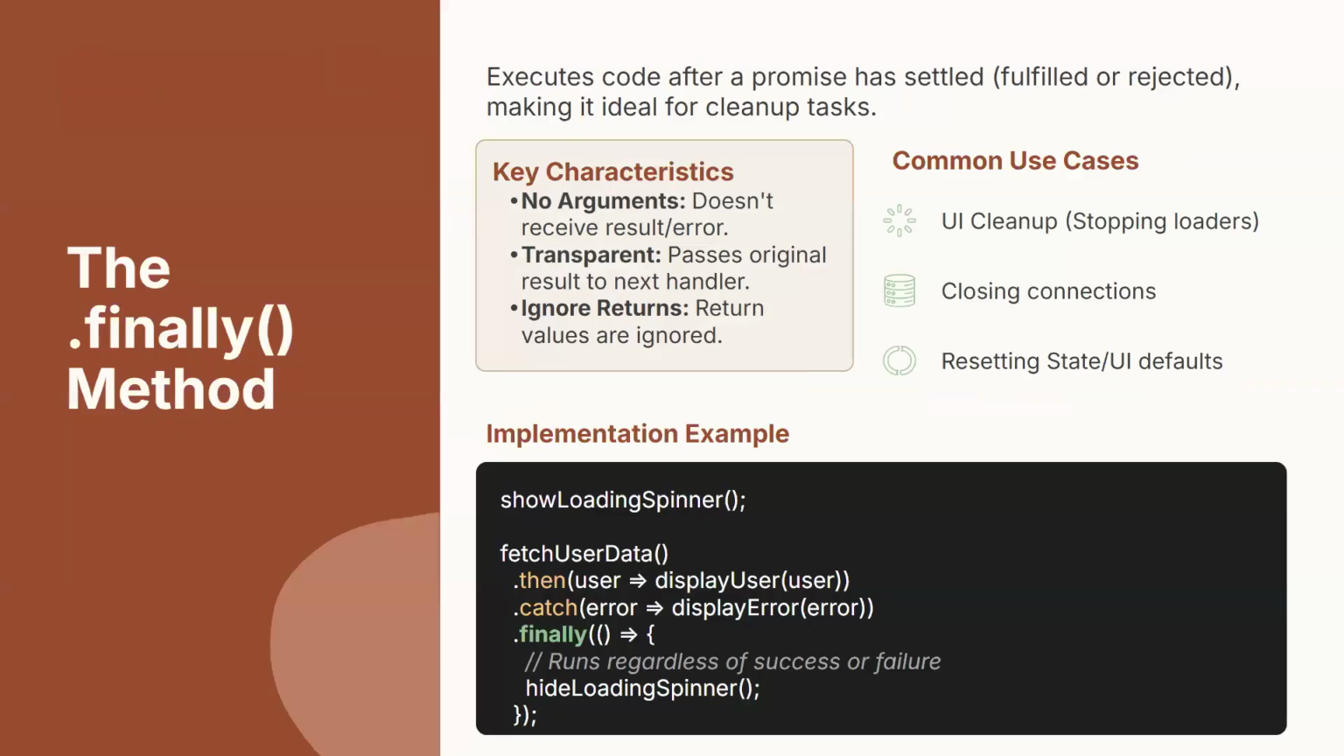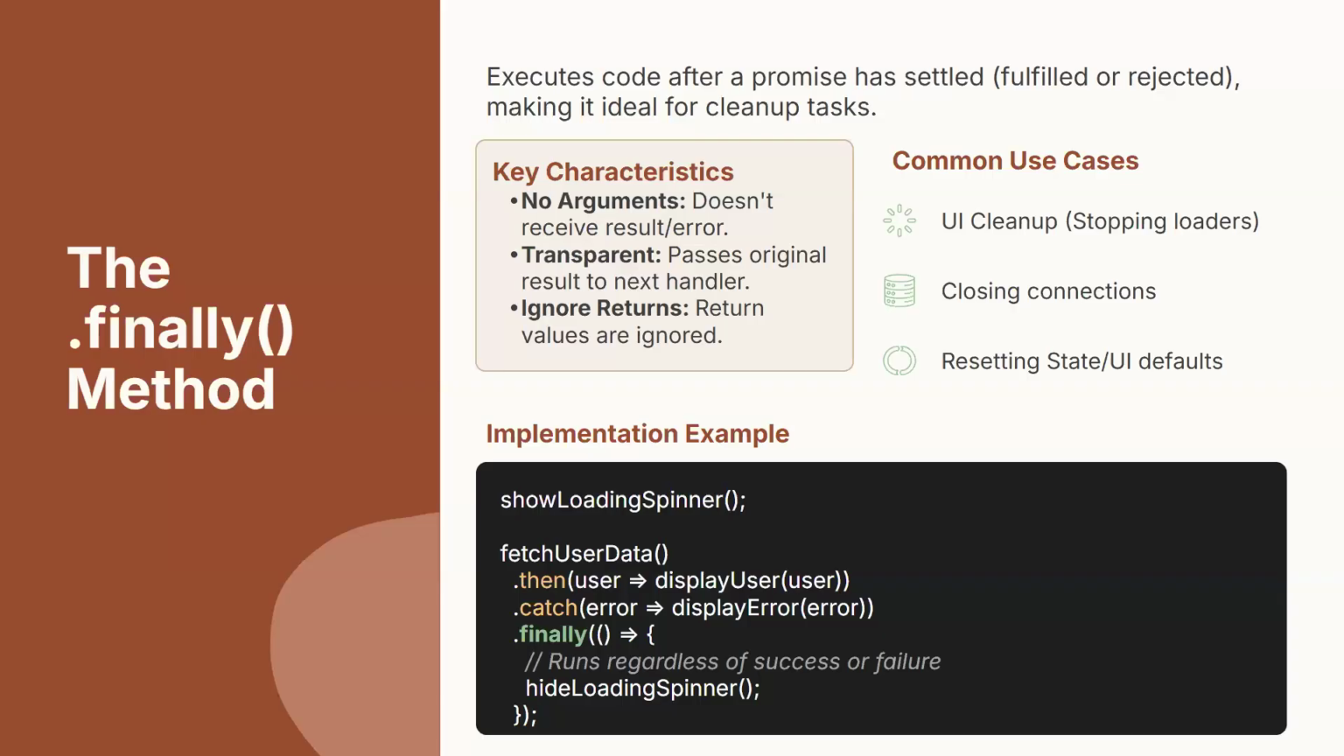So let's talk about the finally method. This one runs after the promise has settled, meaning it's either fulfilled or rejected. So it's perfect for cleanup tasks that should always happen no matter what the outcome is. Here are some characteristics to remember. The finally callback doesn't receive the error. It's only meant for generic cleanup.